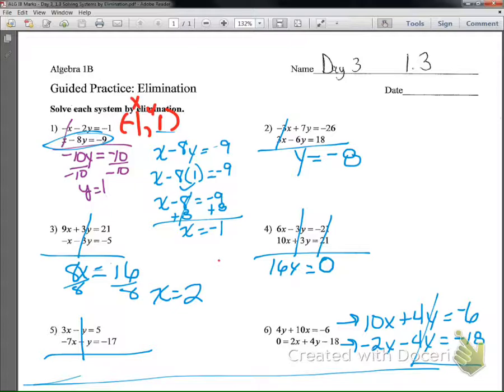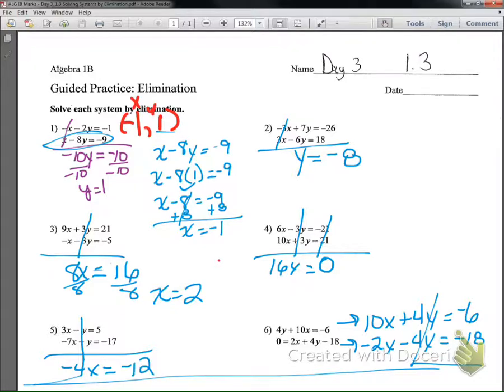Next one, you have a positive 3 and a negative 7, so you should get a negative 4x is equal to negative 17 and positive 5. Again, you'd have to subtract. It would be a negative 2, right? No, 9. No. Yeah. No.